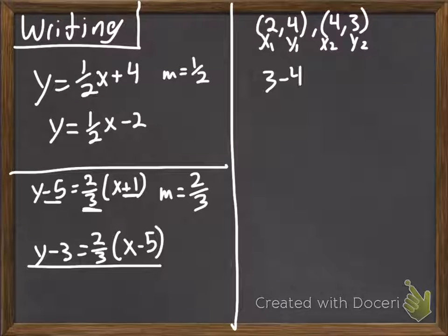So 3 minus 4 over 4 minus 2. We get -1 over 2. So we know our slope is -1 over 2.